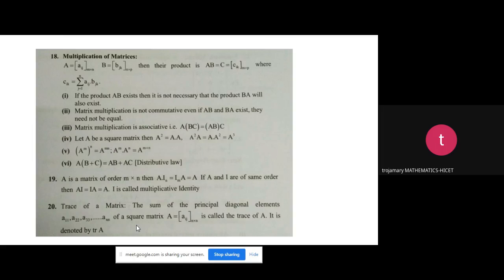Then the trace of a matrix. So you just remember the word trace. Trace means the sum of the principal diagonal elements. Okay? Trace of a matrix means the sum of the principal diagonal elements. Now, the properties of trace: trace of KA is K into trace A, then trace of A plus B equals trace A plus trace B, etc.